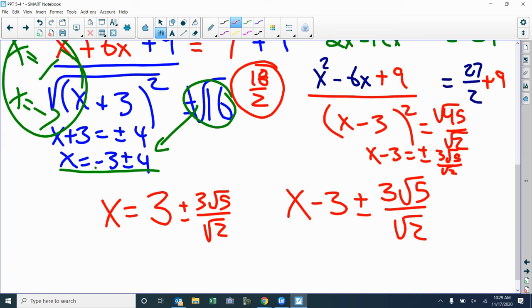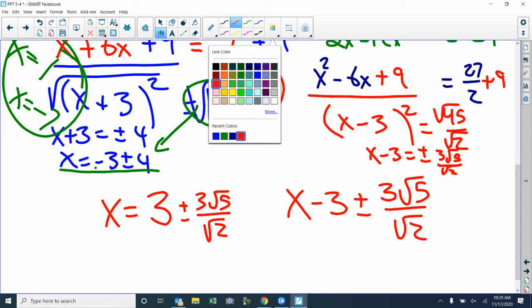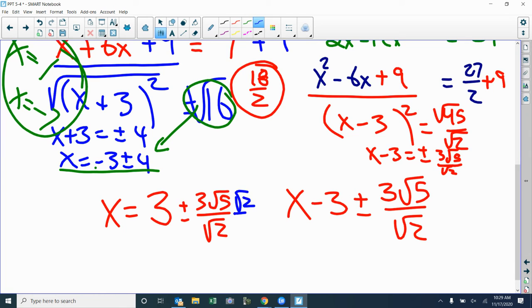Now, almost done, believe it or not, there is one more thing that the book is expecting you to do, and I would too. That is rationalize. So that's a little bit extra work because we had a square root in the denominator, so we're going to end up with 3 plus or minus 3 square roots of 10 over 2. We didn't change the value of the answer, we just rationalized it. We did rationalize it earlier in the year. You should be okay with that.